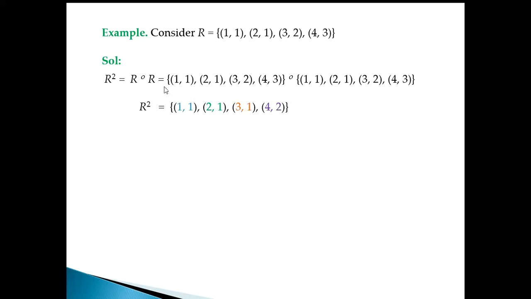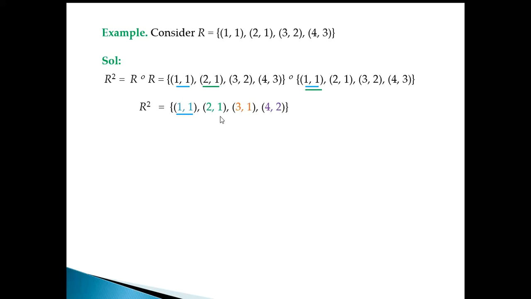How can we find the composition? When we find the composition, we will get this. How can we get this? First we see here the 1 1, right? Now check here, 1 is related to which element? 1 is related to 1 here. So in our R square, R composition R, we have 1 is related to 1. Next, 2 is related to 1 here, and here we see that 2 is related to 1. So now we have to check which element 1 is related to here. Here we see that 1 is related to 1.